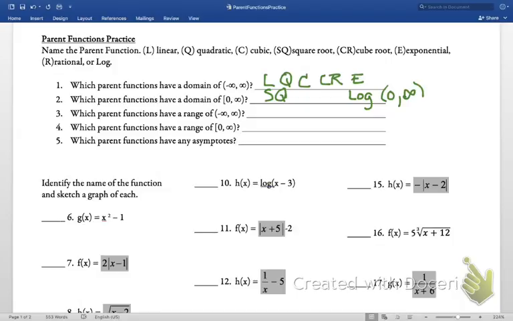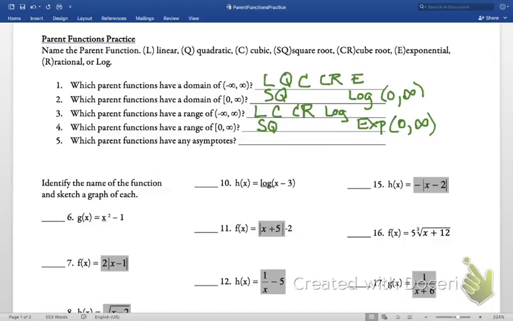Alright, now which parent functions have a range that goes infinity to infinity? Again, just go down the list. So we know linear does, cubic does, cube root does, and log. Okay? Which parent functions have a range from 0 to infinity? And the square root also has a range, 0 to infinity. And you may say, well, Mrs. Boots, what about the exponential? Remember, exponential is similar to that, but it has a parenthesis.